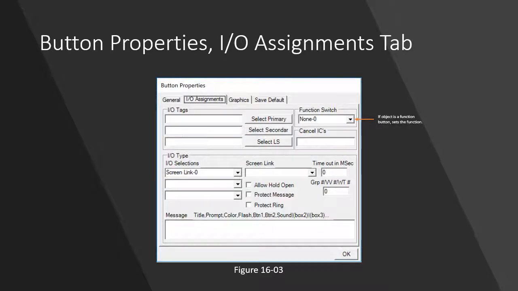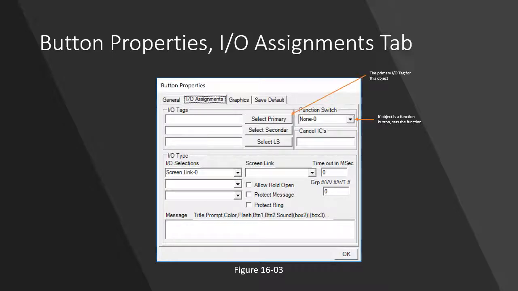And then the next tab that you'll see for the button properties is the I/O assignment. And in this case, you're going to be able to select how this button will behave in the inputs and outputs for that button. The first thing is your function switch, which if your object is a function button like hold open or protect, you can set that. Otherwise, you're going to set it to none.